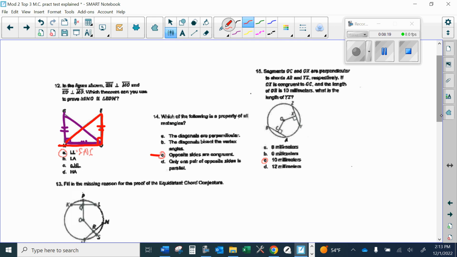This one has an error in it. These two are congruent. That means these lengths are congruent. Length of OB is 10. What's the length of YZ? YZ, they had down the answer is 10. If YZ is 10, then it should have been saying AB instead of OB. That should have been AB is 10. AB is 10 right here. Then YZ is also 10.